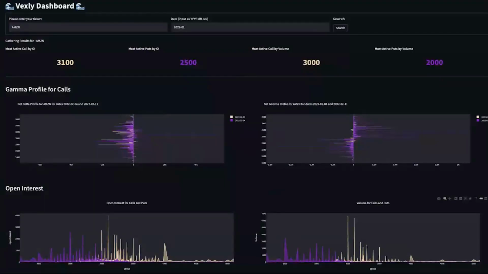How long ago did you start creating this tool, and why did you create it? What were you looking at, especially when you're selling premiums, that wasn't meeting what you needed to see?